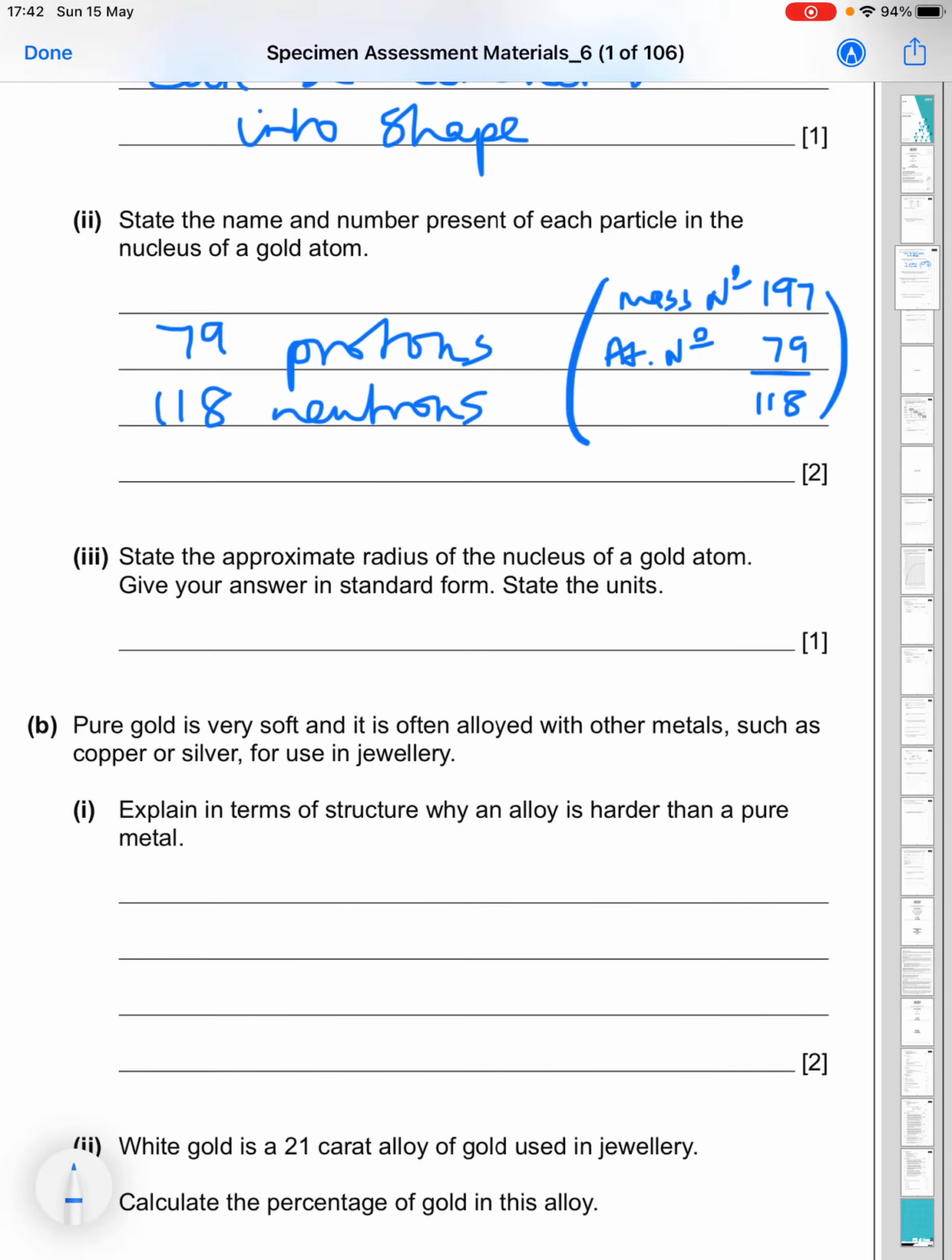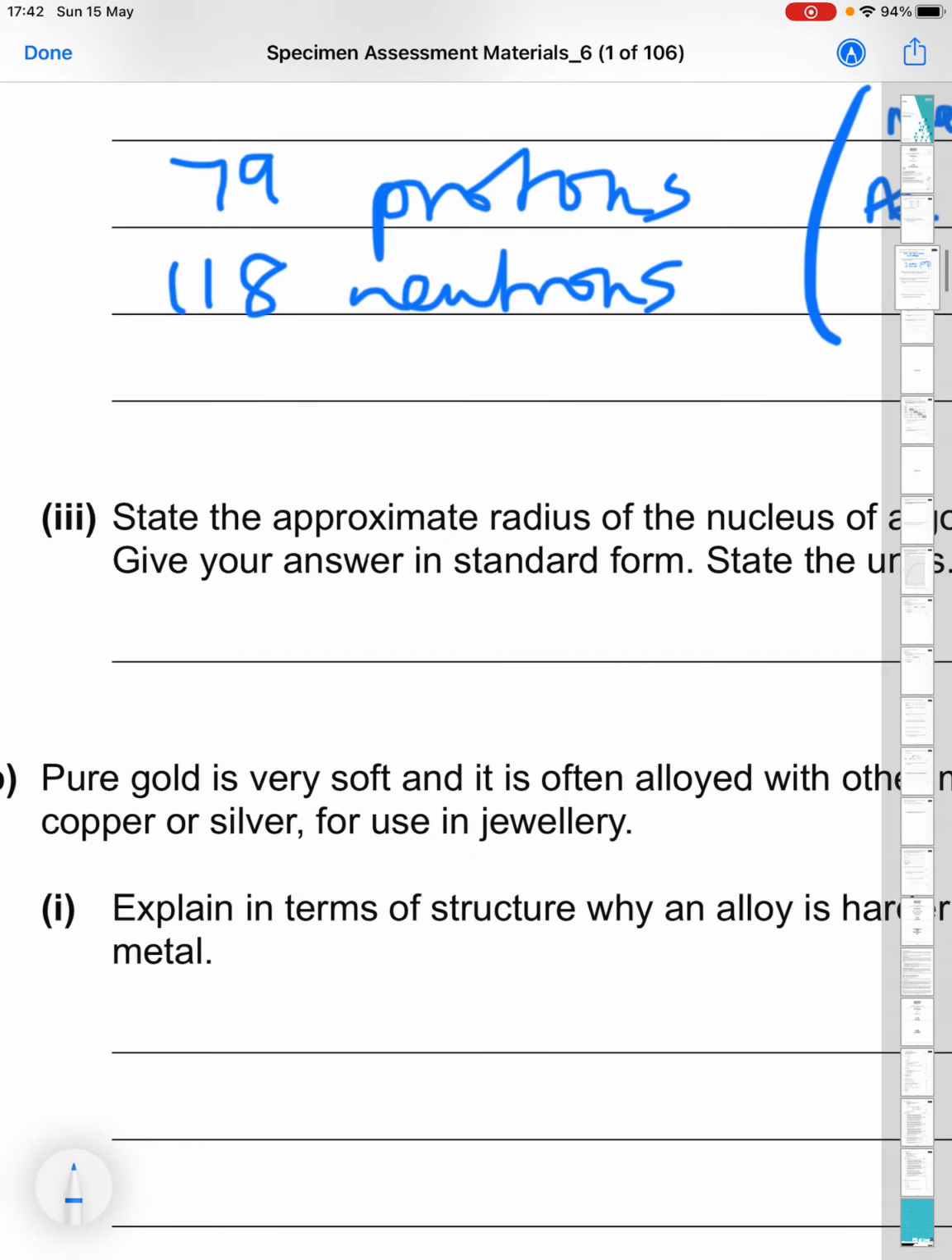Then state the approximate radius of the nucleus of a gold atom. Give your answer in standard form and state the units. So the answer is 0.1 nanometers, which in standard form is 1 by 10 to the minus 10 meters.